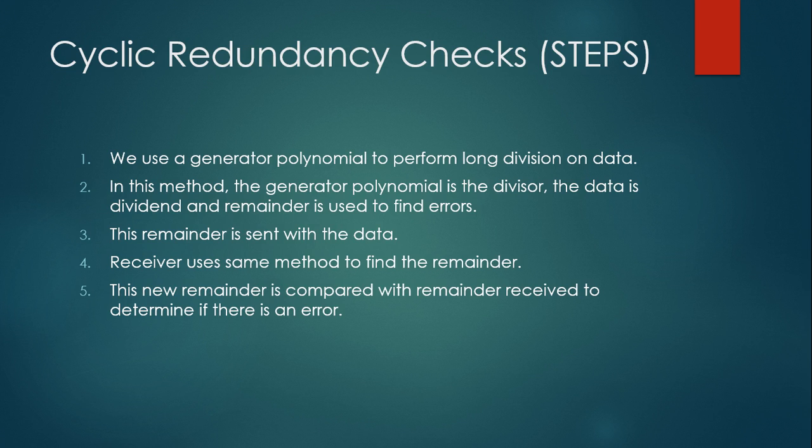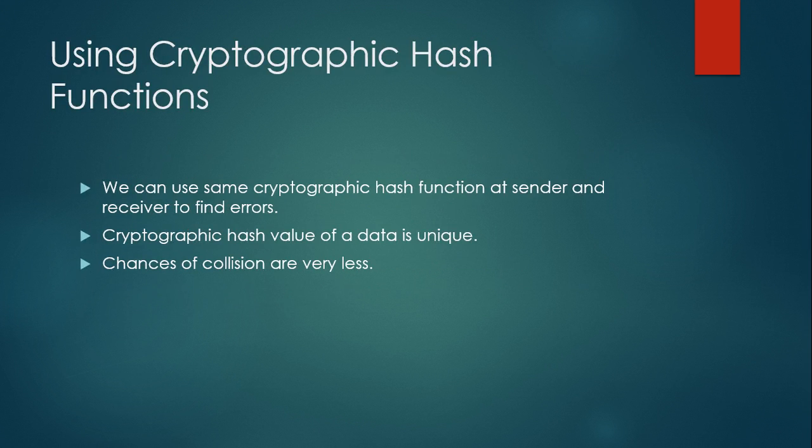So the remainder and the data are sent, and the receiver can use the same generator polynomial and the same data to find a new remainder, and these two remainders are compared to see if an error was introduced. So if the remainders are different, then there was an error, otherwise there wasn't.